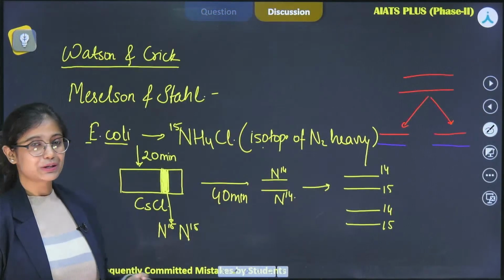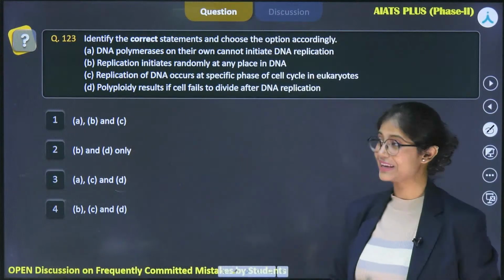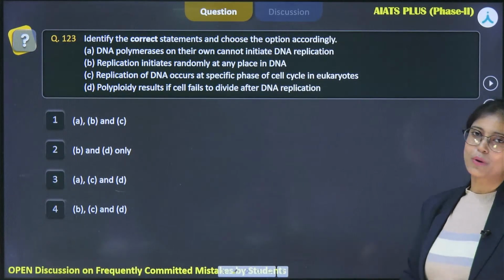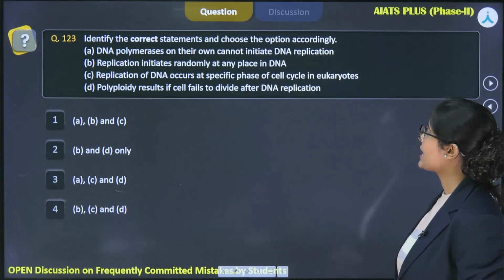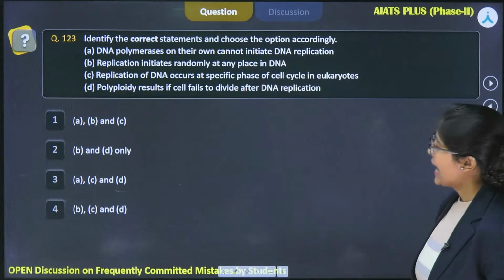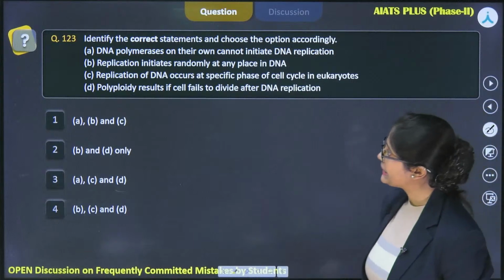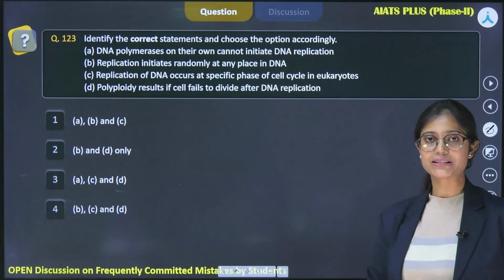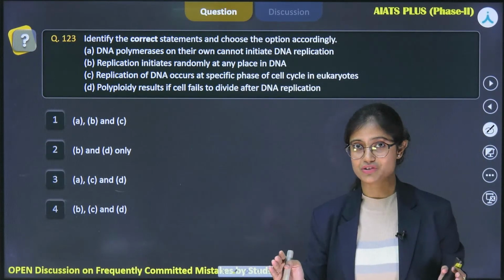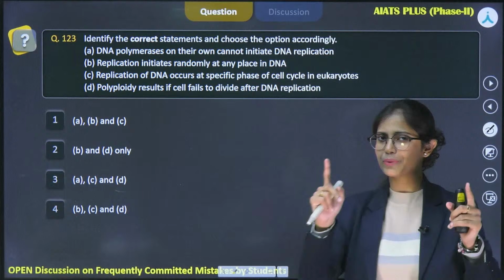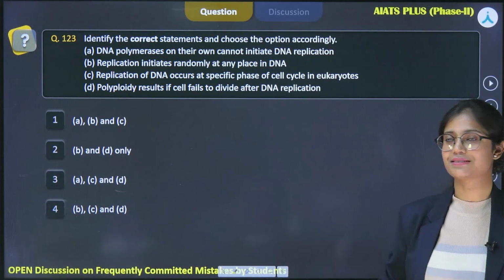Now let's proceed with the next question, that is again from the molecular basis of inheritance. Question number 123, which says identify the correct statements and choose the option accordingly. As I can see, the statements are basically based on the DNA replication process, right? DNA replication, we studied the semi-conservative nature of DNA replication in the previous question. Now we will see what and how DNA replication proceeds in a cell.